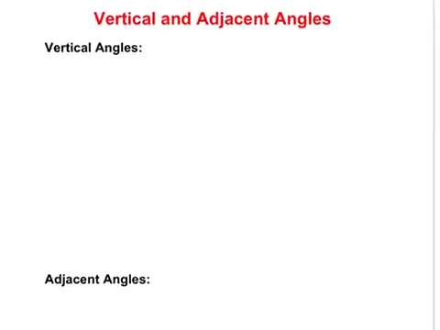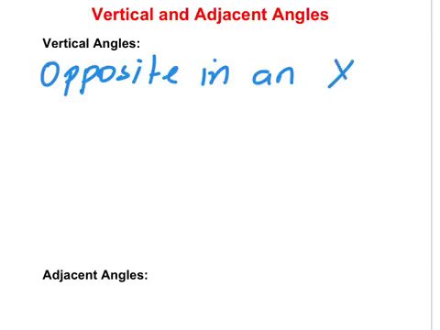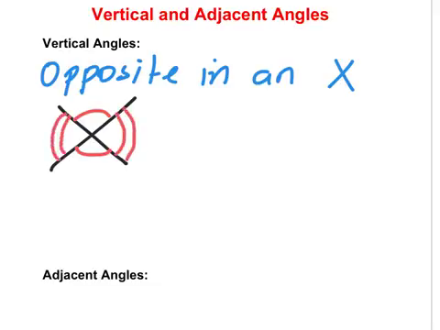So we're going to look at vertical and adjacent angles. Vertical angles are opposite in an X. So what I mean is, if you have a line like that and a line like that that cross each other, we get an X shape. Whenever you have an X shape, the angles that are opposite each other, for example this angle here and this angle here, we call them vertical angles. And then also this one and this one, they're also vertical angles because they're opposite each other in the X. Okay?